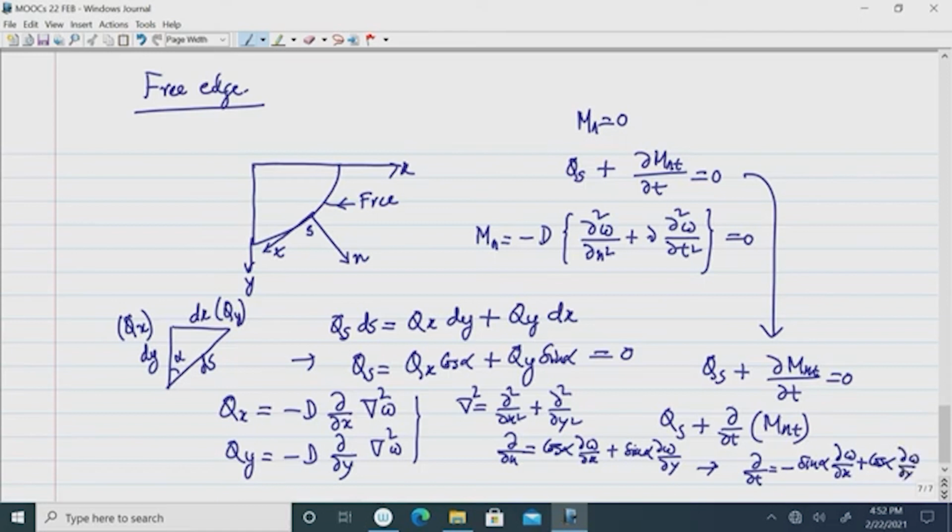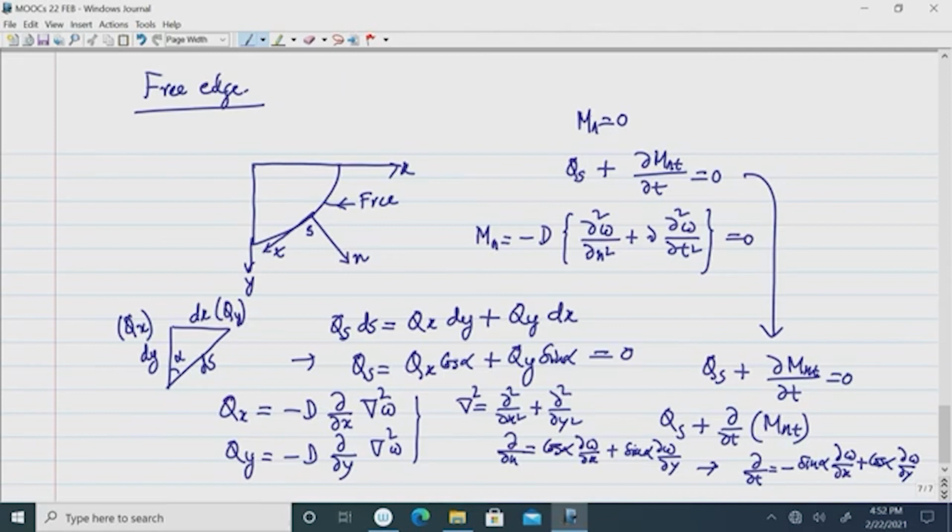So, substituting m n t that we have obtained from tau n t after integrating across the thickness, and then differentiating it, that means you use this operator, we will be able to get the expression for this second term, and the q s term is already given here, q s equal to q x cos alpha plus q y sin alpha, and the q x and q y expressions are written here. So, you have to substitute and write down the full expression for the curved boundary.